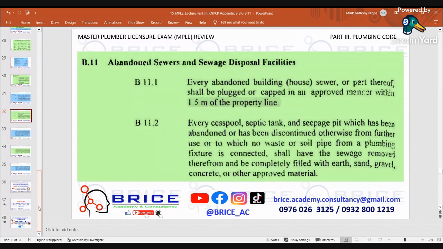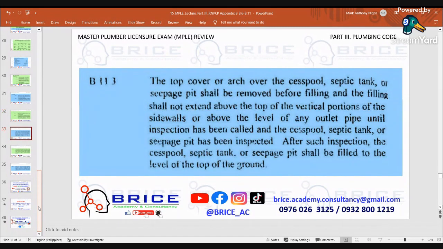use, or to which no waste or soil pipe from a plumbing fixture is connected, shall have the sewage removed therefrom and be completely filled with earth, sand, gravel, concrete, or other approved material. The top cover or arch over the cesspool, septic tank, or seepage pit shall be removed before filling, and the filling shall not extend above the top of the vertical portions of the side walls or above the level of any outlet pipe until inspection has been called and the cesspool, septic tank, or seepage pit has been inspected.